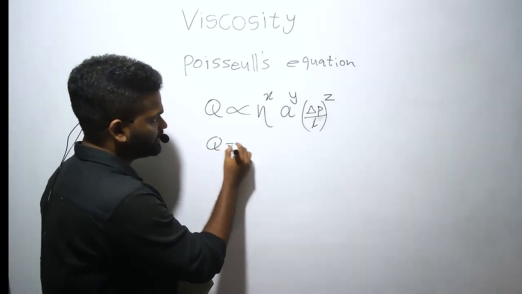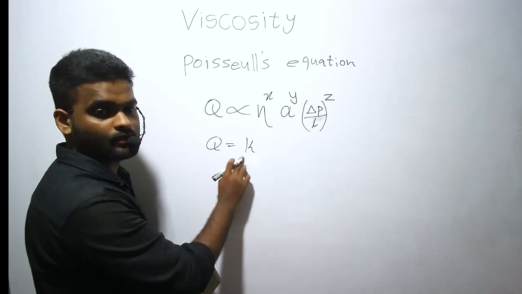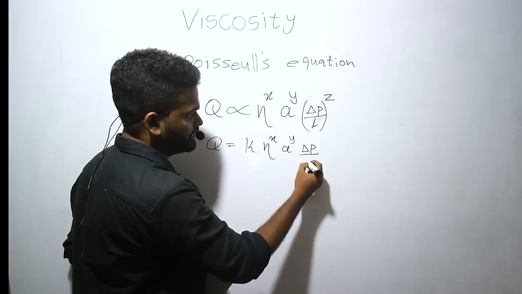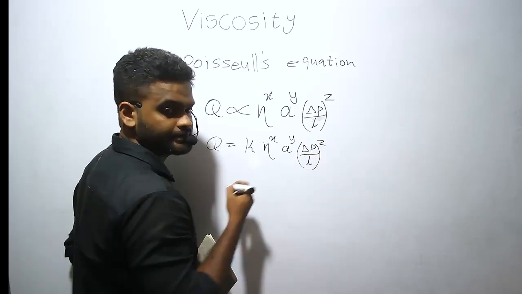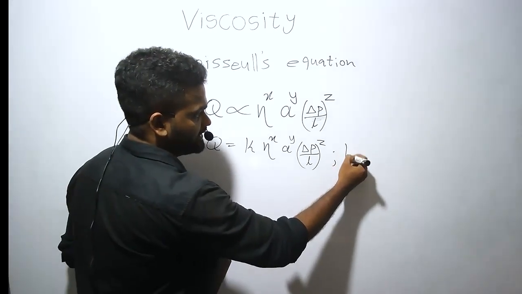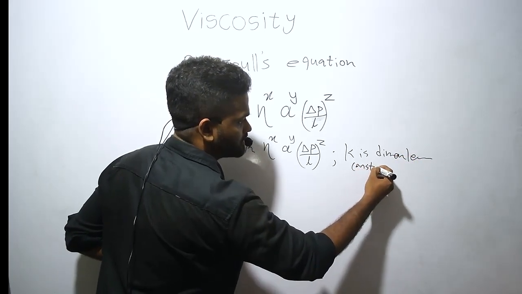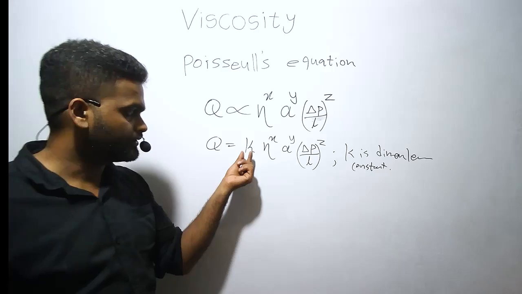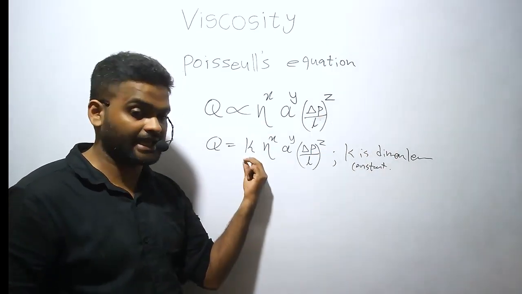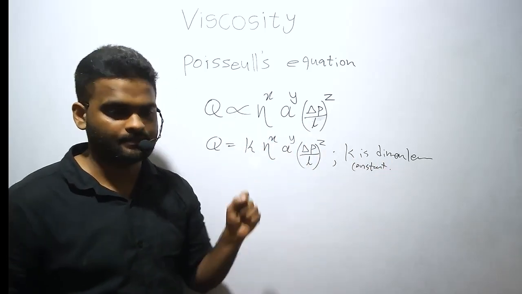Then you can write the equation, right? To write the equation, you have to put K. That is a constant. Q equals K eta to the x, a to the y, delta P divided by length to the z. This K is a dimensionless constant, right? We know that K is a dimensionless constant, and we have to put a K to make it an equation.